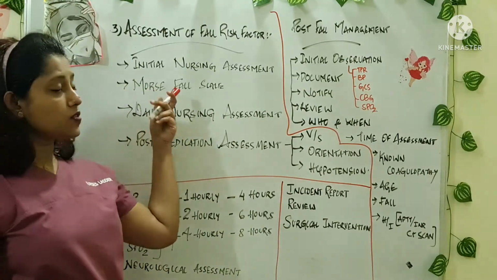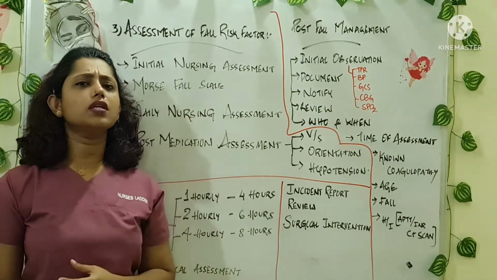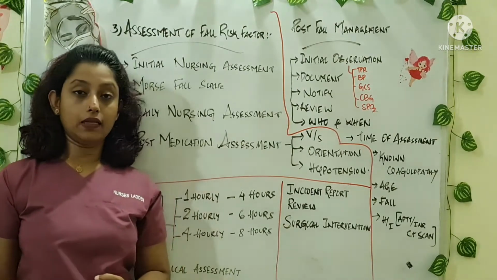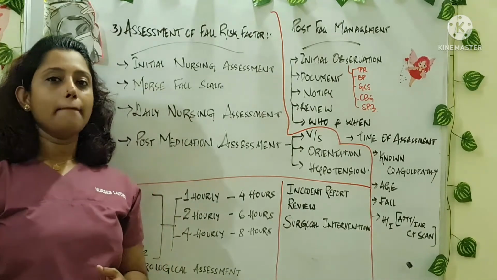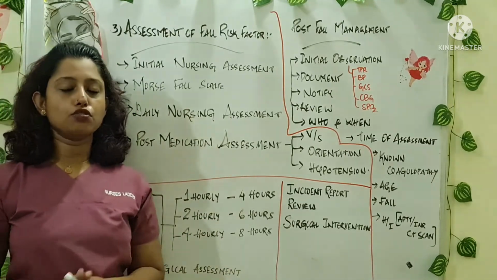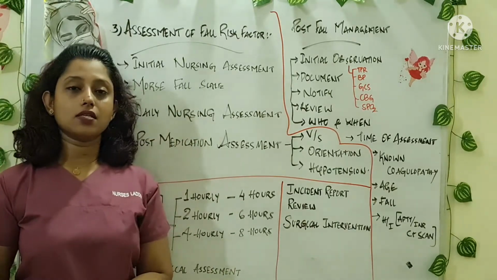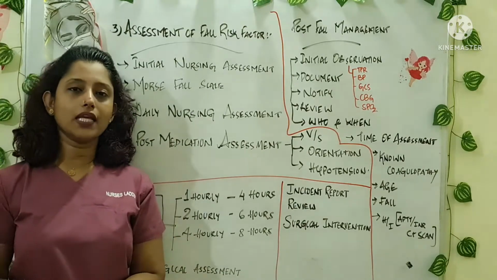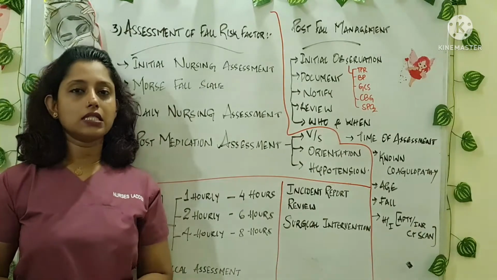So this will be done, and after that you can use a specific tool. The most commonly used tool for assessment of patient falls is the Morse Fall Scale. This is a standardized tool which we can use to assess the risk for a patient to have a fall. After that, daily nursing assessment. This will be carried out in the particular inpatient unit where the patient is admitted. It can be a ward or an intensive care unit.